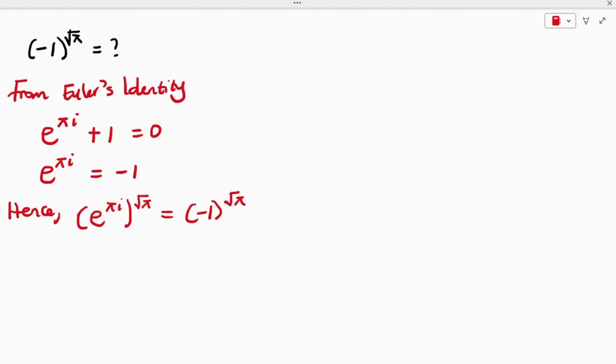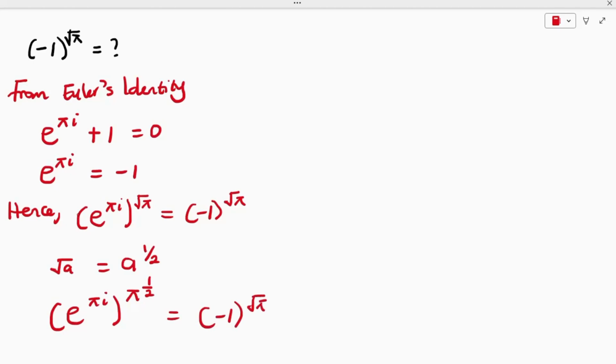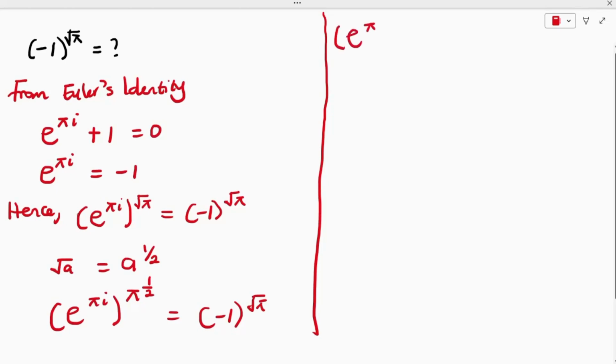Okay, but we want to note that the root of a is equal to a raised to the power of 1 over 2. So let's simply apply this here. We can easily say that e raised to the power of pi i, with the root written as pi raised to 1 over 2, is equal to (-1) raised to the root of pi. Okay, so we have that right there. The next thing we want to do is to simply rewrite this as e raised to the power of pi i multiplied by pi raised to 1 over 2, is equal to (-1) raised to the root of pi.